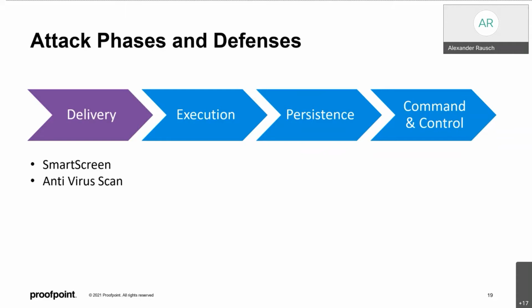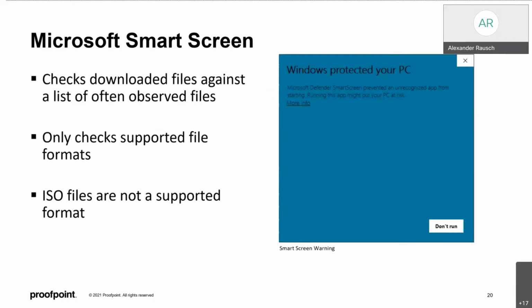The SmartScreen filter check is triggered when the user attempts to run a downloaded program but completes before the program is actually run. I will explain SmartScreen first. SmartScreen checks downloaded files against the list of often observed files. If your file has not been seen by many other Windows endpoints, you will be presented with a message that you can find on the right side of the slide.